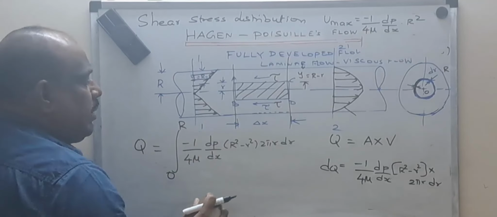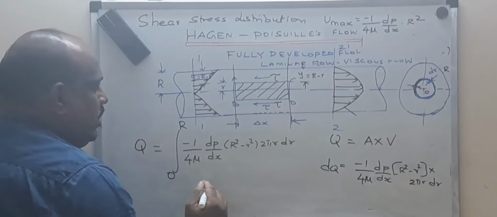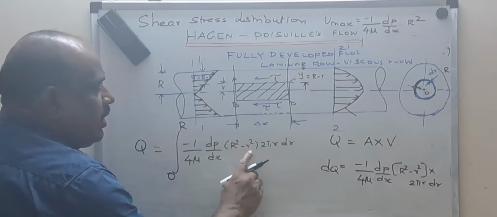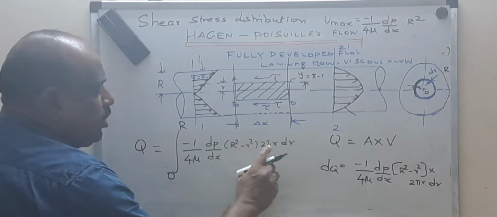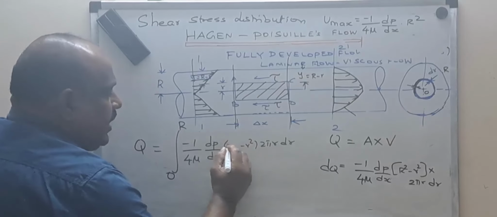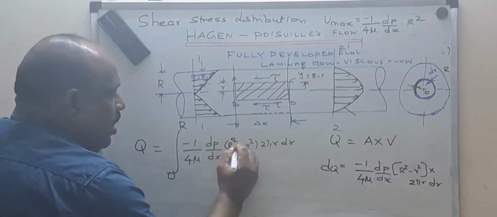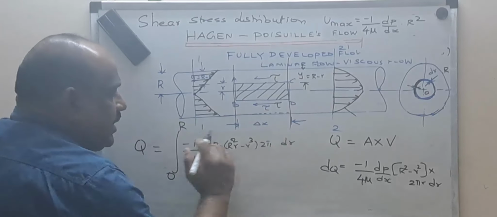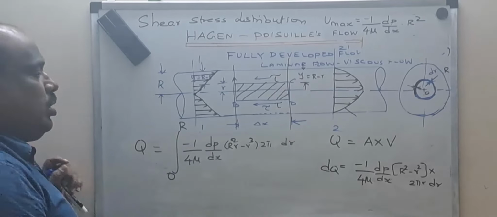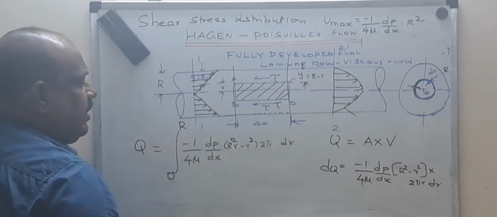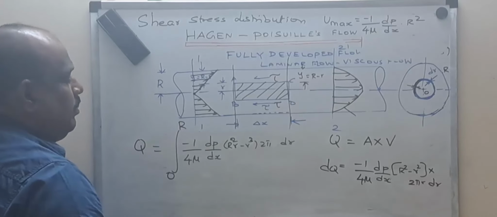Let us first multiply this term r with this one. I am going to take this r inside. So it is R squared into r minus r cube, into 2 pi dr. That's fine. Now let us integrate this term.